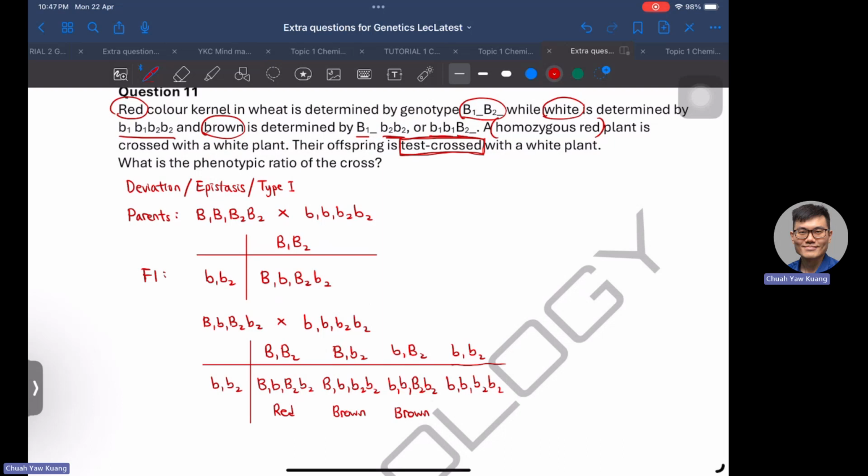And then the last one is homozygous recessive for both B1 and B2, and this would be white in color.